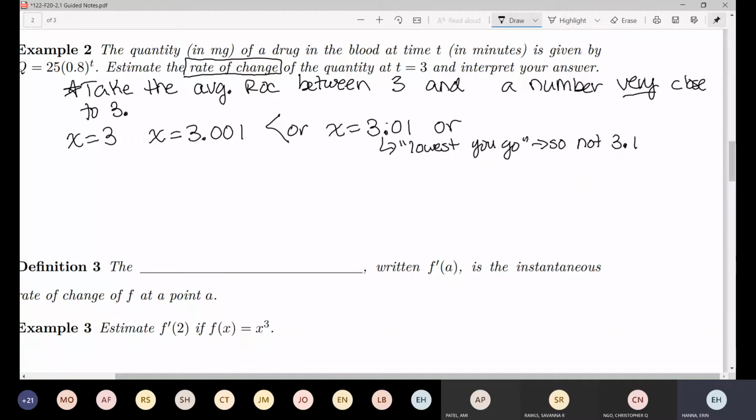Or you can also go in the opposite direction. So this would technically be moving 0.01 to the right. You could also go backwards if you want. So you could also do 2.999 or 2.99.